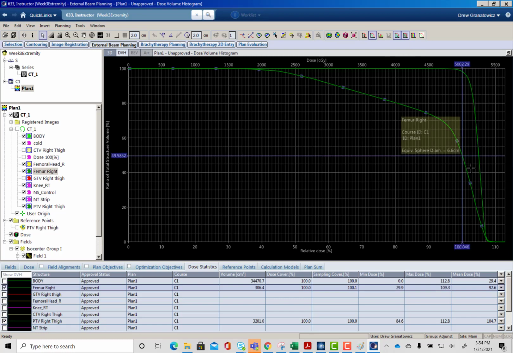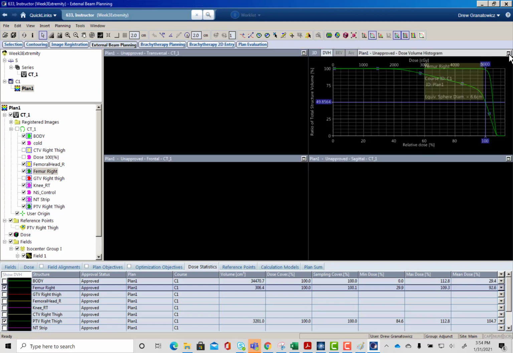So same thing, it's right there at the moment. Technically 5,000 is below 50%, so we are meeting it, but our min dose is slightly too low. So you guys should be able to do something very similar. You should be able to eventually meet this min dose constraint and be right at or near 50% on that femur. So that's what I want you guys to shoot for.